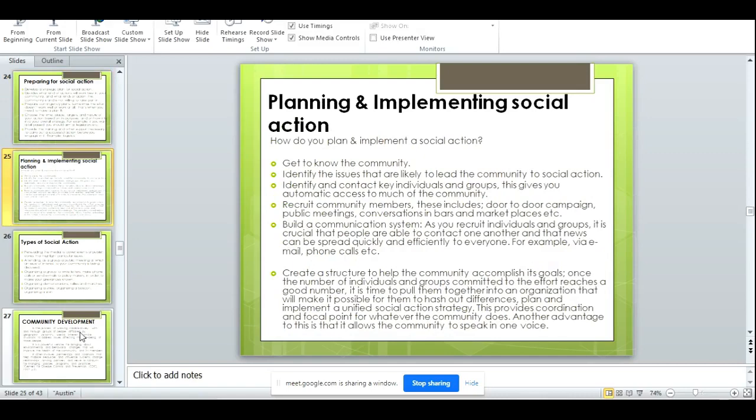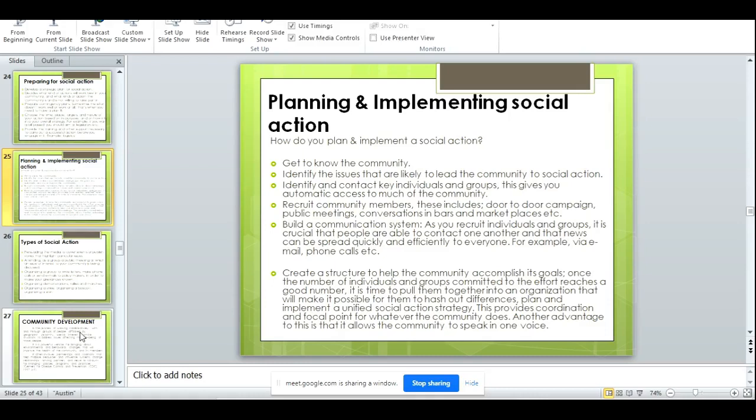So in planning and implementing a social action, how do you plan and implement it? First of all, you want to get to know the community, very important, because you'll be working with the community. You want to identify the issues that are likely to lead the community to social action. Identify and contact key individuals and groups. This gives you automatic access to much of the community. Those are the stakeholders and leaders I mentioned earlier.